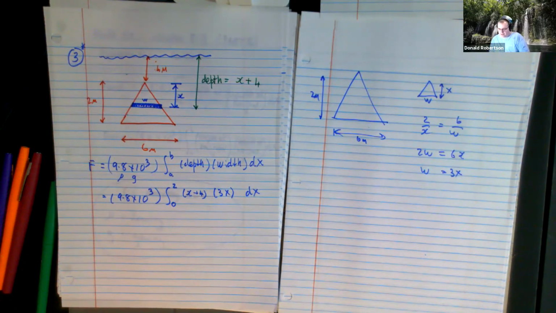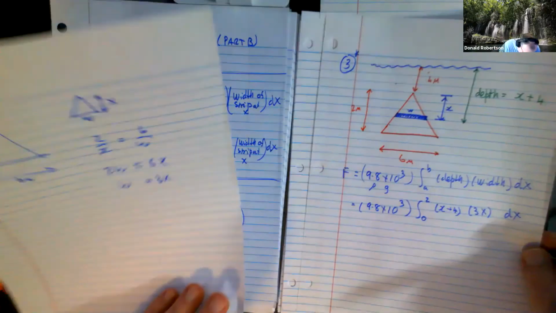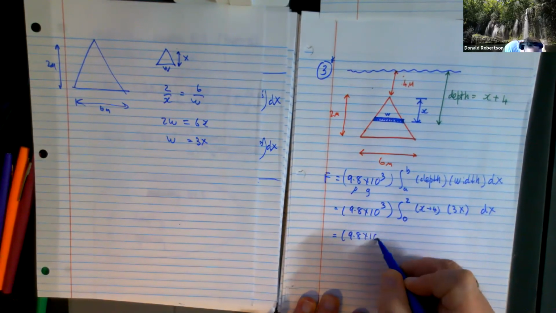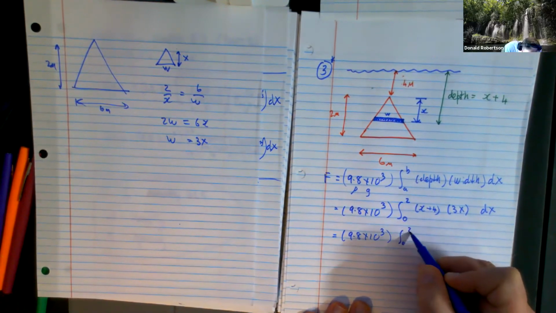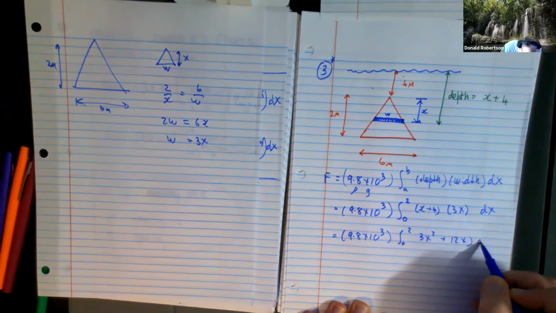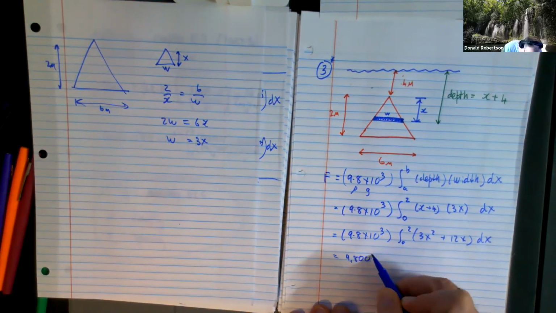Are we good about splitting the shape into similar triangles and then using the corresponding ratio to find out what the width W is in terms of x, in this case 3x? If that works out fine, then the next line will look something like this: 9.8 times 10 to the 3, which is just 9,800, times the integral from 0 to 2 of 3x squared plus 12x. Might as well call that 9,800, get it over with.